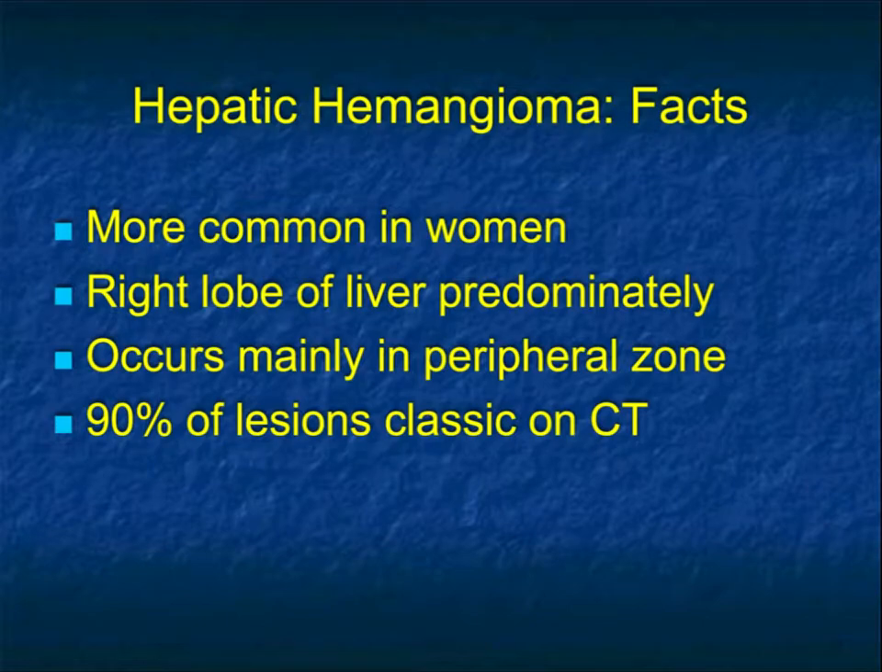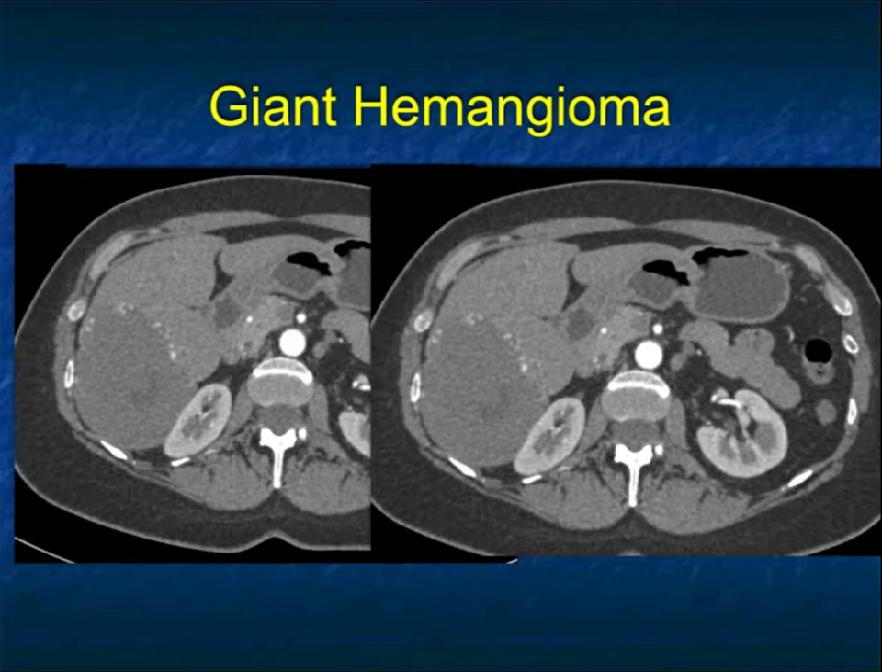So some facts. It's more common in women than men, right lobe predominant. It occurs often in the periphery of the liver. And as I mentioned, 90% are classic with peripheral puddling and filling in from a peripheral to central pattern. Hemangiomas over 5 cm are considered giant hemangiomas. The range in size from several millimeters to 20 centimeters has been reported. Sometimes hemangiomas will be resected because they're so large and they're giving the patient symptoms, but there's no chance of resecting them just because you're worried about pre-malignancy. Hemangiomas do not become malignant, so they're benign lesions.